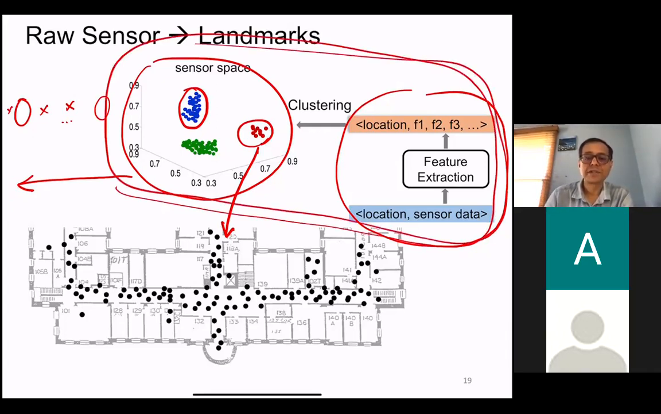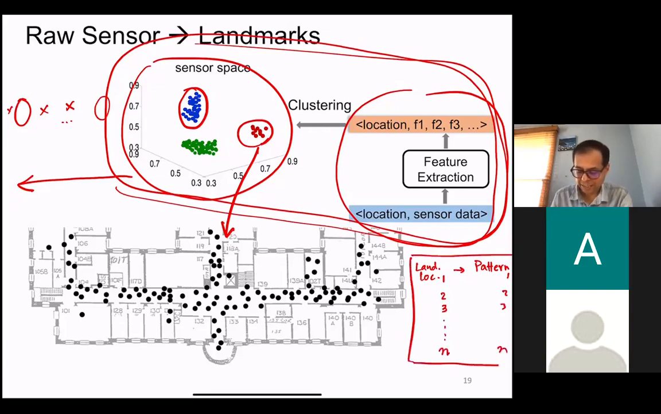And at the end of this whole operation, what you will have is landmark location and the pattern of that signal, of that landmark at that location. So this will be landmark location 1, pattern 1, landmark location 2, pattern 2, landmark location 3, pattern 3, many, many thousands, n, pattern n. This is the landmark map that Google will create. I'm just giving an example.